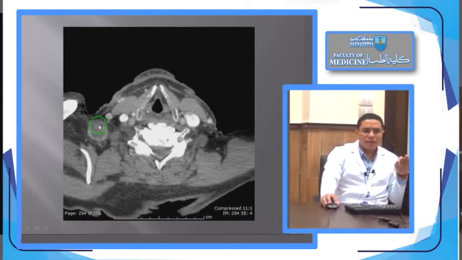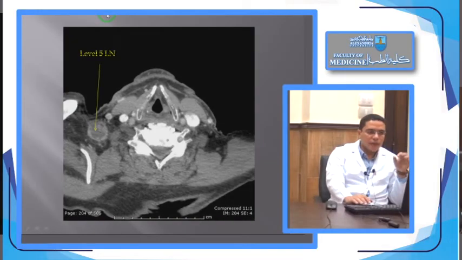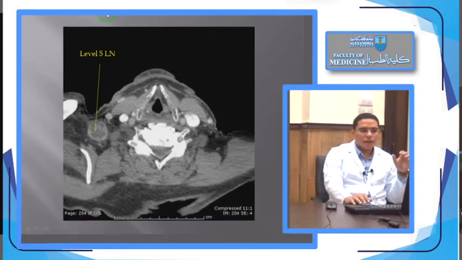So most probably this is a lymph node, okay? And if this is a lymph node, it will be a level 5 lymph node, because any lymph node in the posterior triangle is a level 5 lymph node.